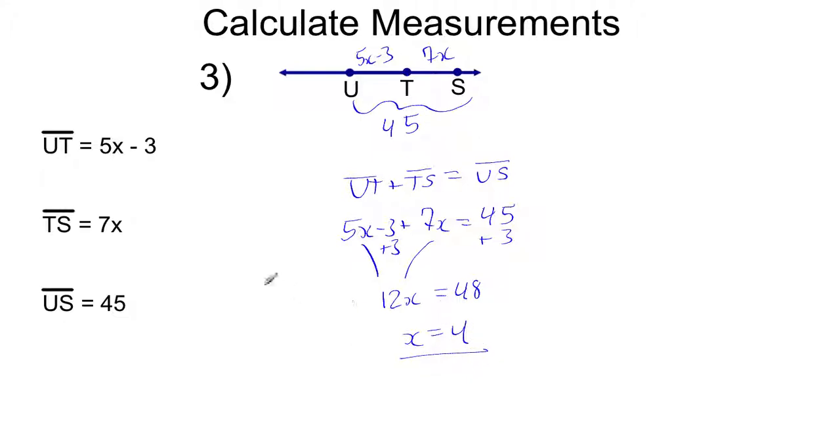Knowing that x is equal to 4, we can see that UT is going to be 5 times 4 minus 3, which will be 17. TS will be 7 times 4, which will be 28. And of course, 45 is 45.